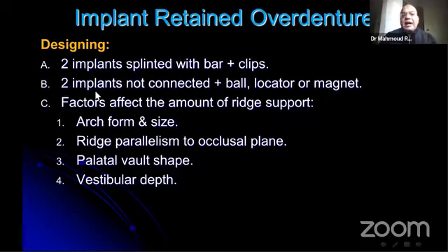Here, the factors affecting the amount of ridge support are arch form and size, ridge parallelism to the occlusal plane, palatal vault shape, and the vestibular depth also affects the number of implants that can be used and the amount of ridge support we can gain.